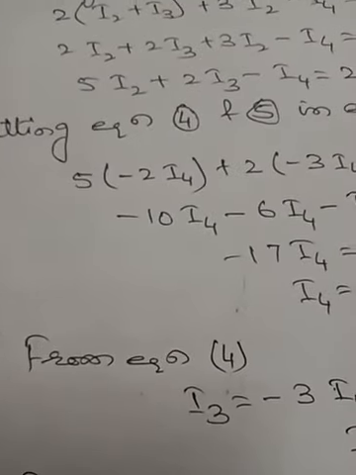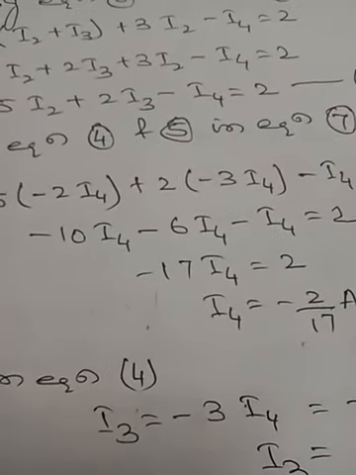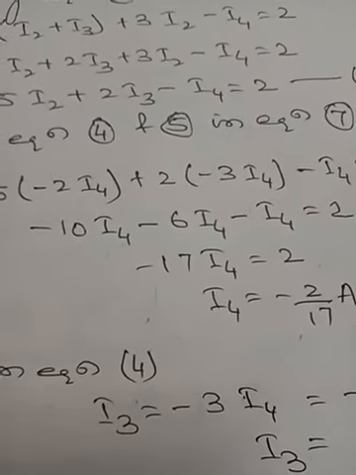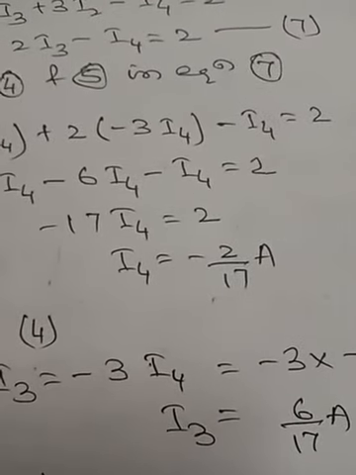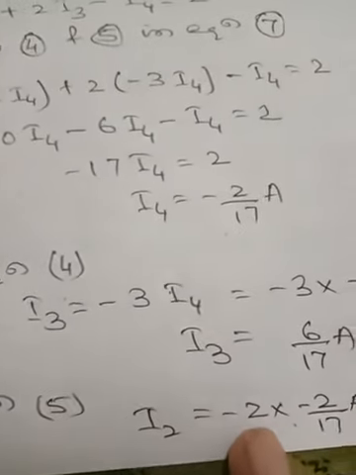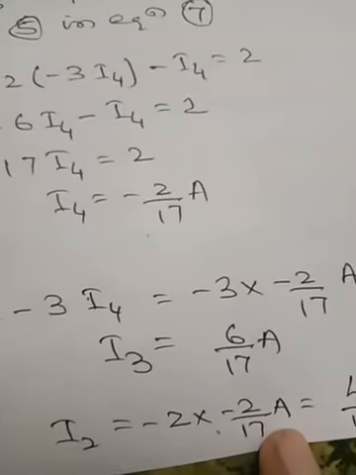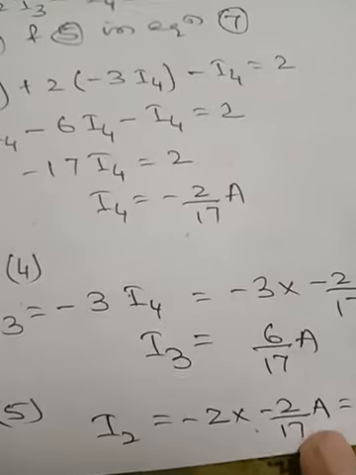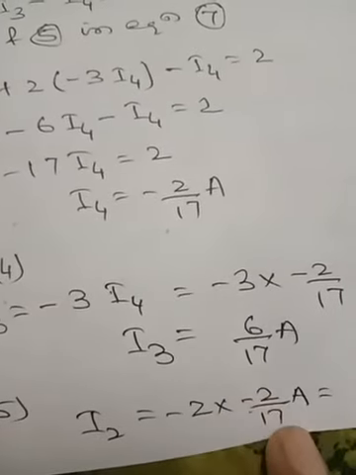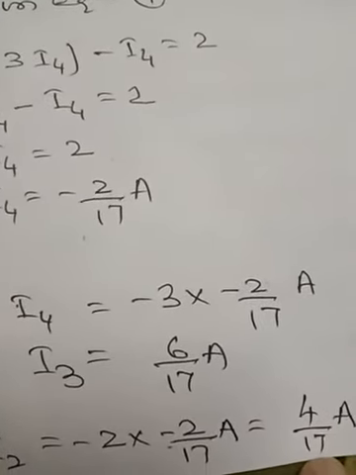Now from equation 4, what is it? I3 is equal to minus of 3 I4. I4 value we have already calculated, minus of 2 by 17. So we'll put here minus 2 by 17. So I3 value will become what? 6 by 17 ampere. Clear? Next, after this, from equation 5, I2 is equal to minus of 2 into I4, I3. So put the value of I3, minus 2 by 17 A, minus 2 into minus 2 by 17A. So it will become what? 4 by 17A.